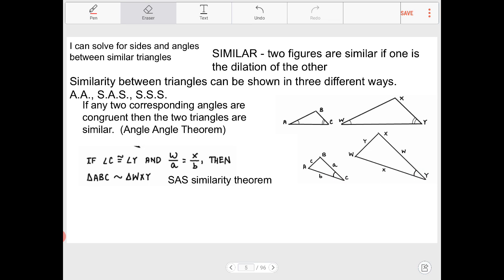So this is yet another theorem. We call this the side-angle-side similarity theorem, because I am comparing a side to an angle to yet another side. This is the side-angle-side similarity theorem.